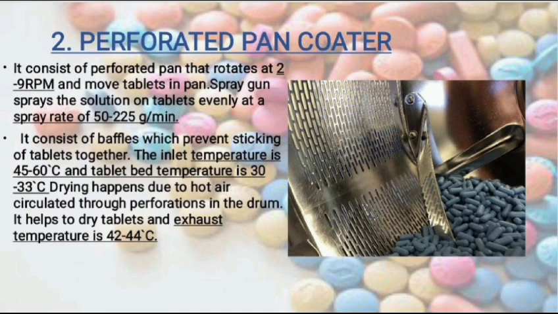Perforated pan coater. It has a perforated pan that rotates at 2 to 9 rpm and tumbles tablets. Spray gun sprays the solution on tablets evenly at a spray rate of 50 to 225 gram per minute. Inlet temperature is 45 to 60 degrees centigrade. For drying, hot air is introduced through perforations in the drum that dries the tablets. Then exhaust temperature is 42 to 44 degrees centigrade. Keep spray rate and drying rate optimum to prevent cracking or sticking.